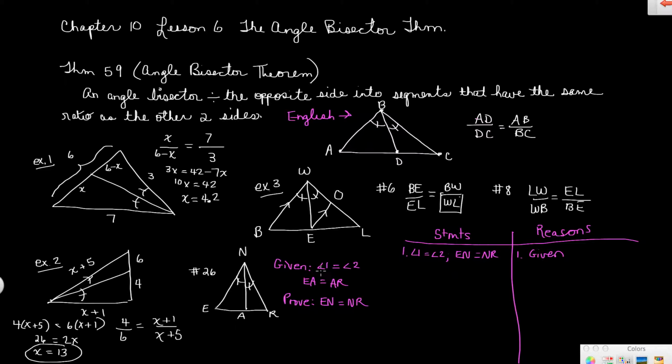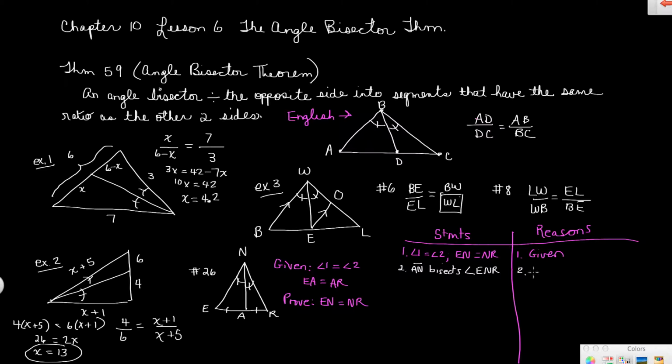Okay, so you're given angle 1 is equal to angle 2, EA is equal to AR, and we have to prove that EN is equal to NR. So we have our given down. We can say, because angle 1 is equal to angle 2, we can say that segment AN bisects angle ENR.